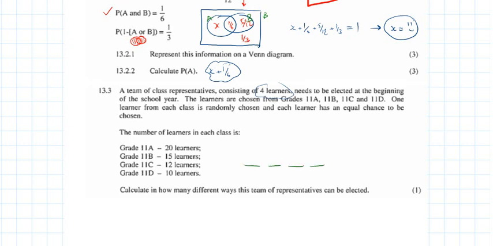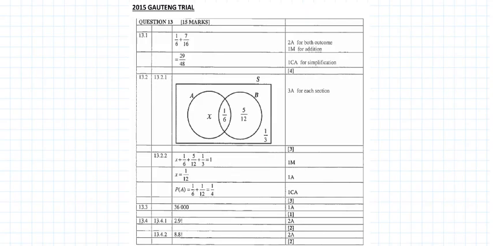You can just select someone from class A. Is there any restriction? No, not really. So you can choose any from 11A's 20, then from class 11B any 15. So it's any 12 and any 10. So that should be the number of ways. Okay, so you see the solution here.